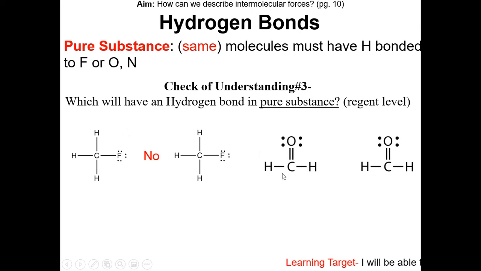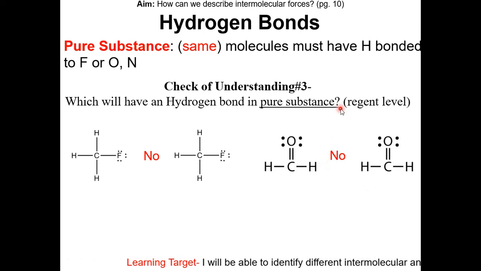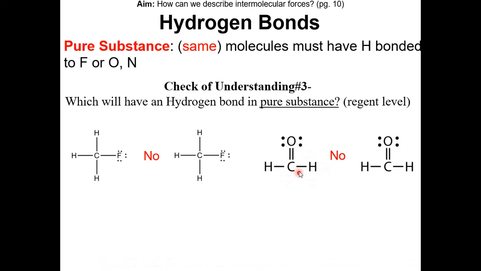How about this one? This is formaldehyde. So does formaldehyde have a hydrogen bond? No, it does not, because the H is not bonded to the O, it is bonded to the carbon, so therefore there is no hydrogen bond.